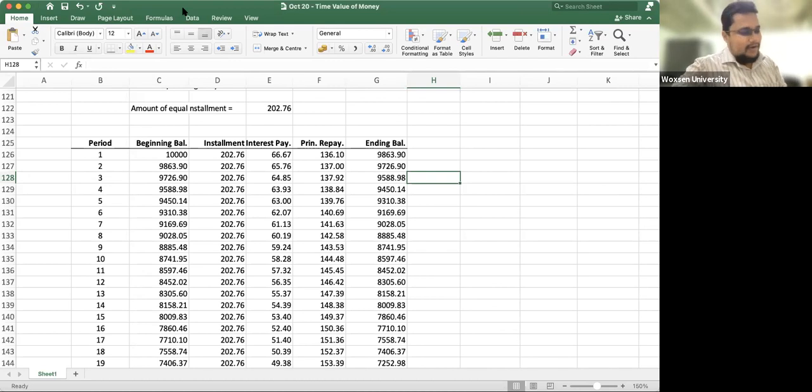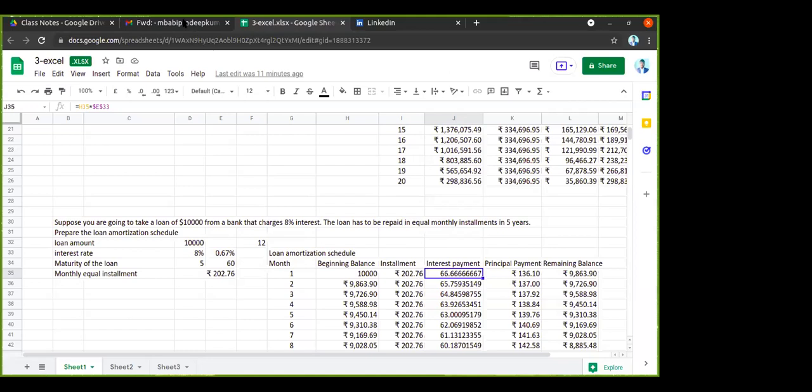Who wants to come forward? Anybody voluntarily? Yeah, please, Pradeep, come forward. Sir, can you enable the screenshot option? Yeah, okay. Yes, I have enabled. Sir, can you see the screen? Yeah, I can see.